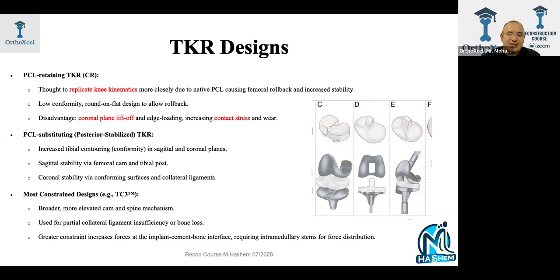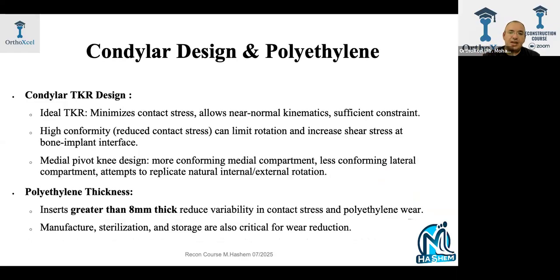Definitely the constrained designs, not everyone uses them unless you are a revision knee surgeon, I'm sorry. And it is, as we agreed, more constrained. It depends completely on the implant to maintain stability of the knee, on behalf of the normal knee mechanics and on behalf of higher stresses at the component-cement and cement-bone interface.